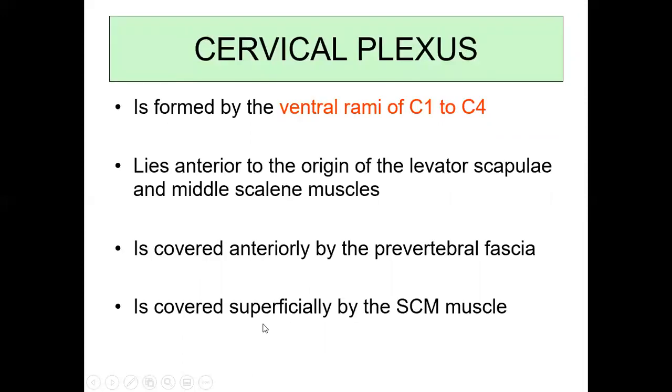So you have to know where it is located, how it is formed, and the covering of this cervical plexus.